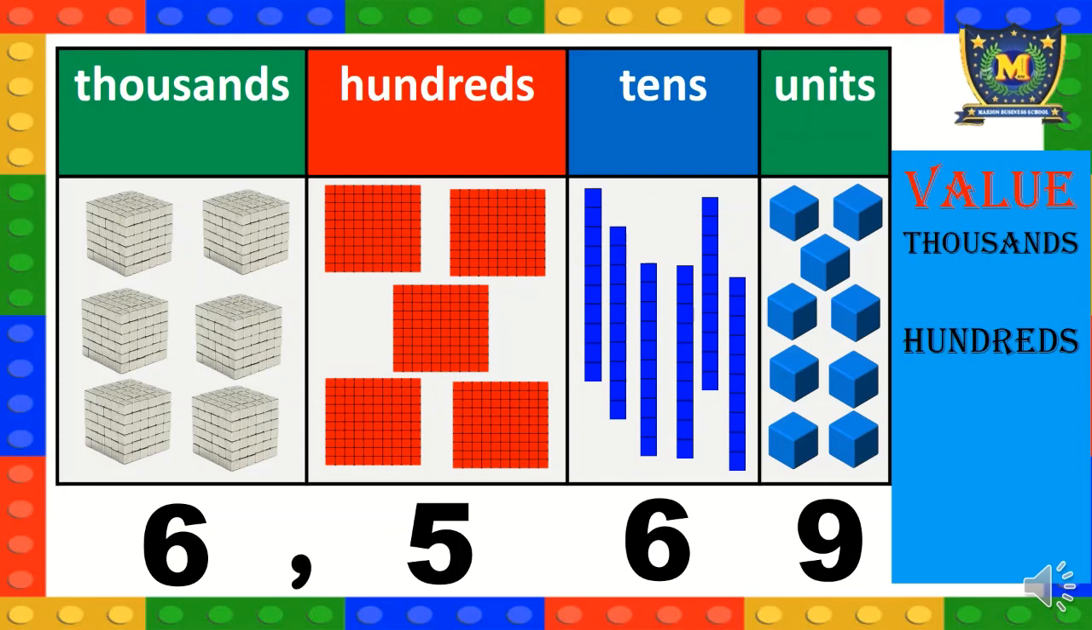Now, tell me the value for each digit. Let's start with the units. We have here 9 units. Now, what's the value for 9 units? If your answer is 9, then you're right. Now, how about 6 rods on the tens place? What's the value for 6 rods?